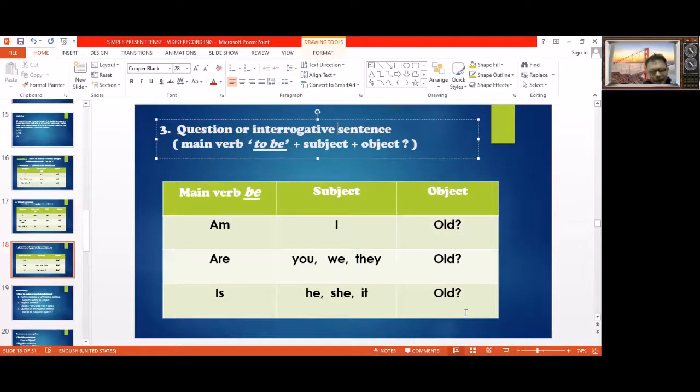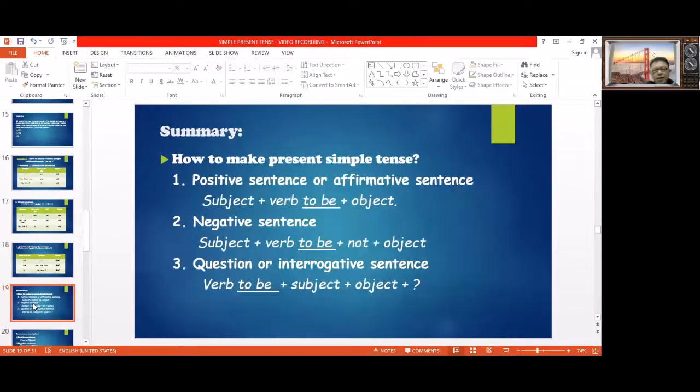Okay, now, let's not waste time. Let's summarize the lesson we learned today. So what do we have here? The summary of what we learned today is how to make the present simple tense. Again, you have the affirmative sentence. The structure is subject, verb to be, plus object. Okay, as simple as that. So verb to be, we have am, is, and are.